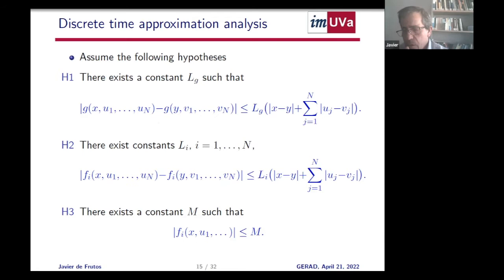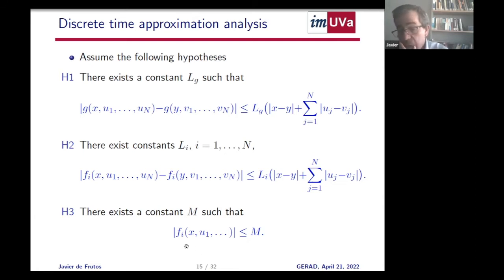So there are some technical hypotheses that are essentially the Lipschitzianity of the functions involved in the modeling, that is, the Lipschitzianity of the function that defines the dynamics. This hypothesis guarantees that the continuous dynamic has a solution defined for all positive time. Also, we have Lipschitzianity in the function that defines the objective function, essentially because if we do not have these two hypotheses, it's very difficult to approximate things.